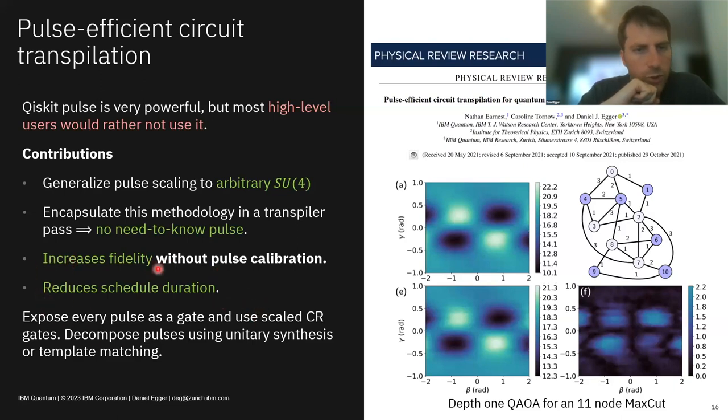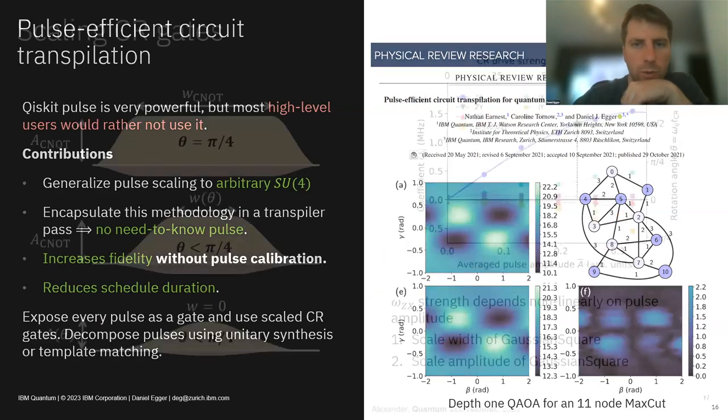And most crucially, this scheme allows us to significantly reduce the duration of the schedules. And in this paper here that we published in 2021, we showed how we could actually use this in the context of a QAOA algorithm to improve the quality of the results that we would see.